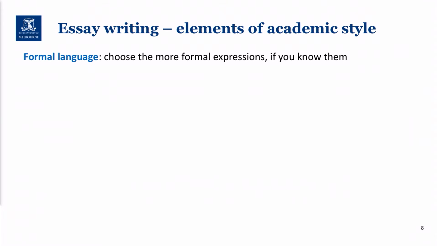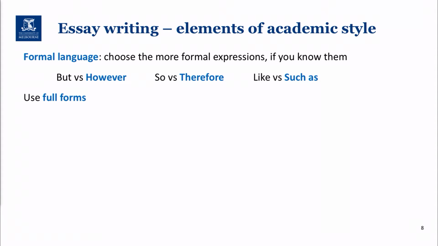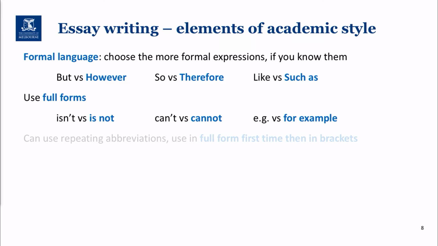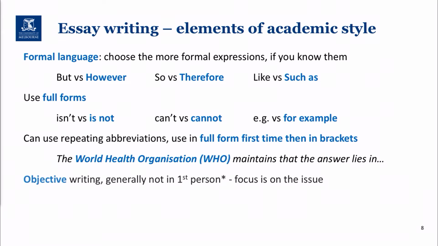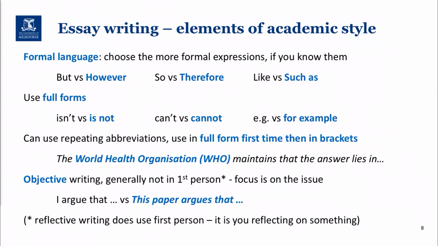So, the elements of academic style. It's formal. If you know the more formal forms, use them. We use full forms, not contracted speech. You can use repeating abbreviations as long as you put them in brackets after the first use. Essay writing is generally objective. It's generally not in the first person because the focus is on the issue. So this paper versus I argue. Reflective writing, however, does use the first person. It is a bit different.